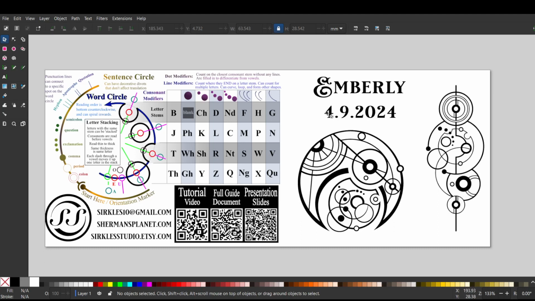So I guess this would be 4/9 Emberly 2024. And yeah, this is Emberly 4/9 2024. Though I just wanted to make the name the biggest circle and in the middle of the design, so kind of like the focus. So let's go ahead and get to the reading of the names.